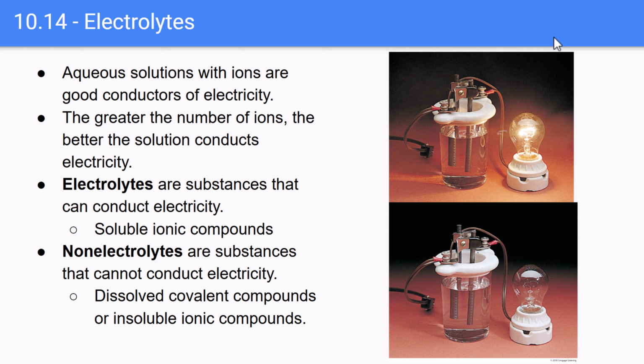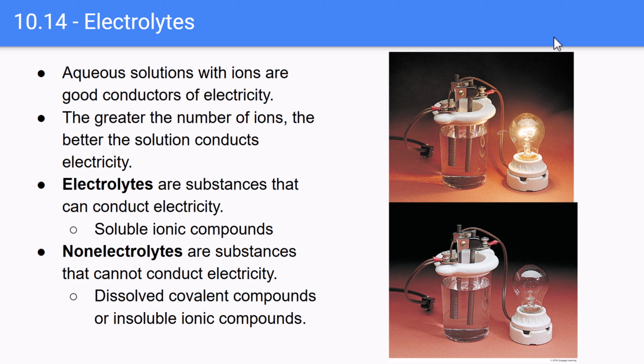It's a pretty straightforward concept. The greater the number of ions, the better the solution conducts electricity. So a higher concentration of those ions, a higher molarity of those ions, results in increased conductivity, or if it breaks down into more ions, which I'll show you here in just a minute, it will conduct electricity more than ones that break down into fewer ions.